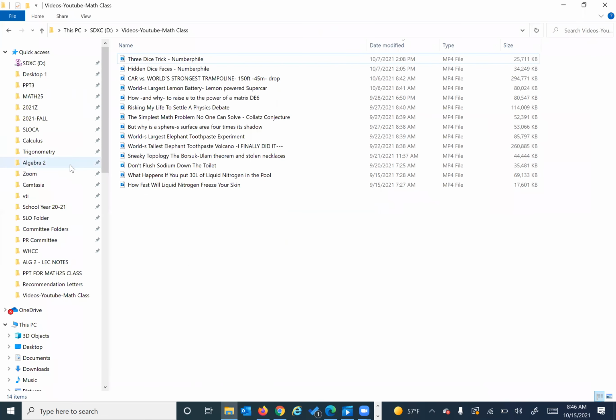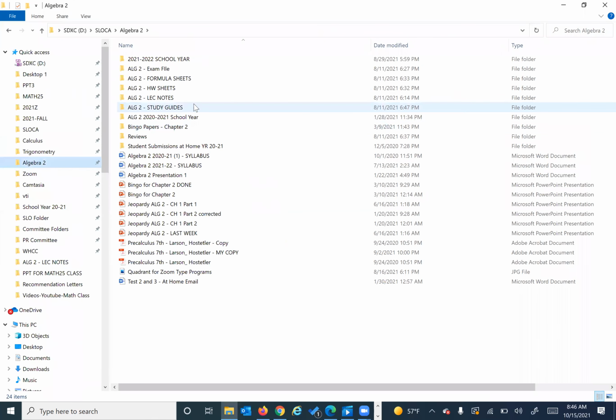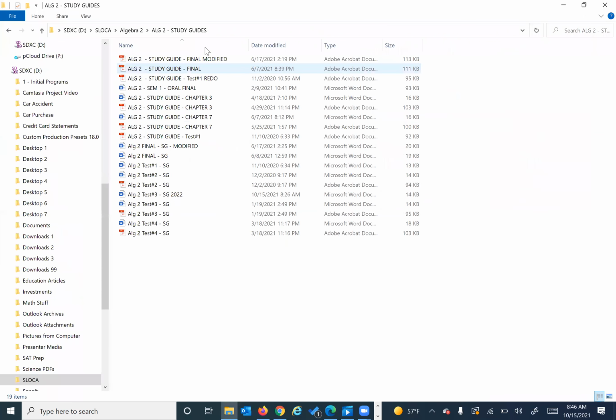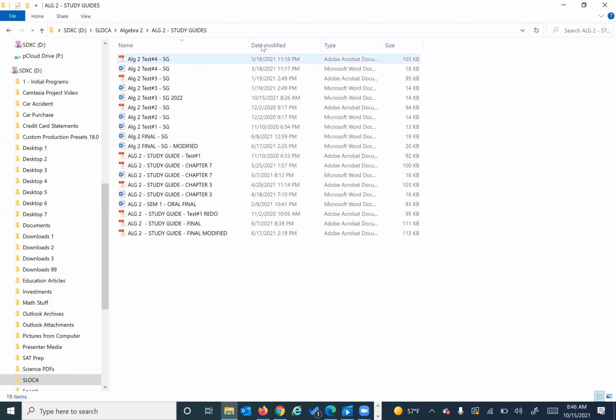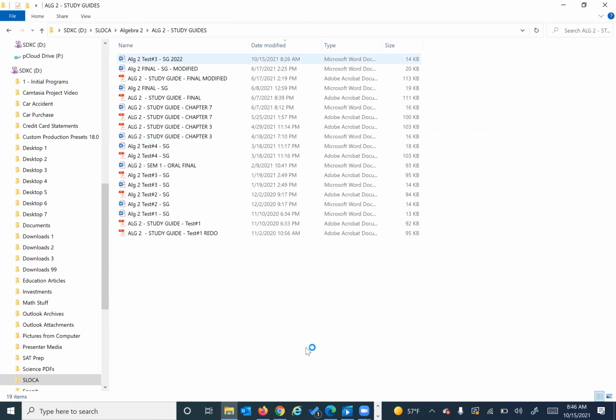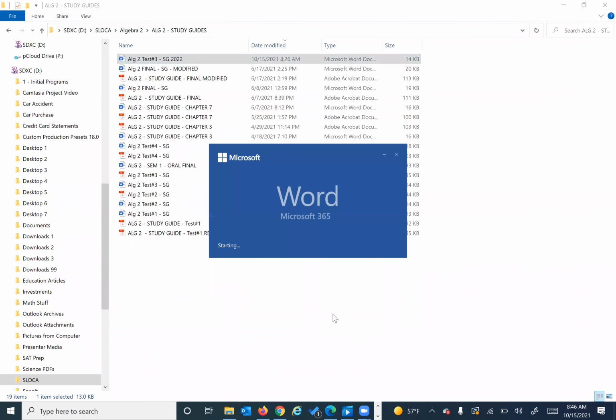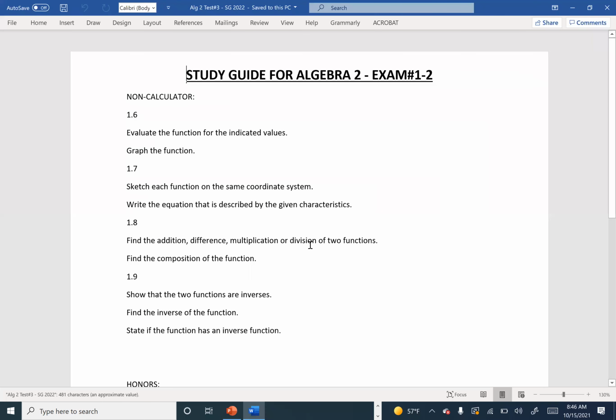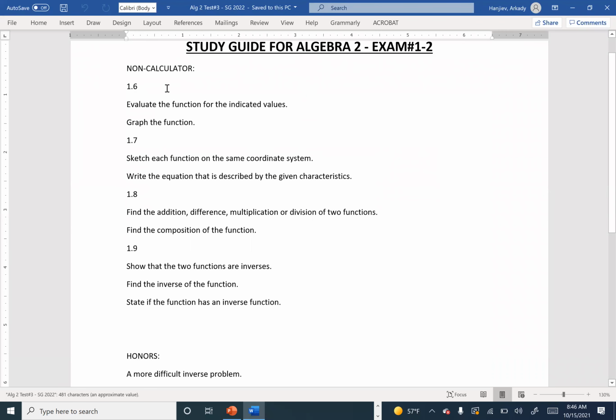This is what's going to be on the test. Let me get to the study guides real quickly here. That one? No, that one right there. All right, we have something that looks like this. So this exam, notice there is no calculator section yet. We'll get to a calculator eventually, but we go from 1.6 on.